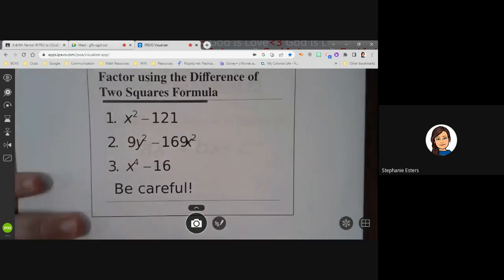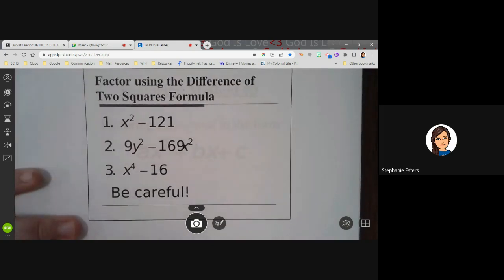So same thing, you can pause the video for just a second to practice these on your own, and then click resume when you've had enough time and you're ready to check.